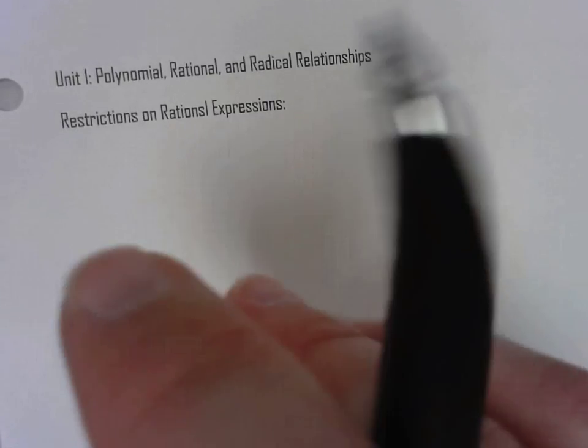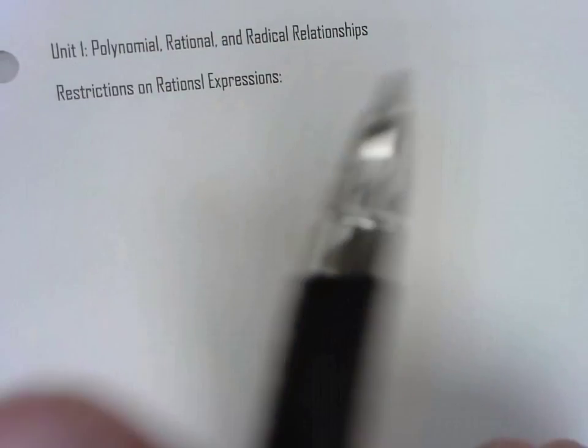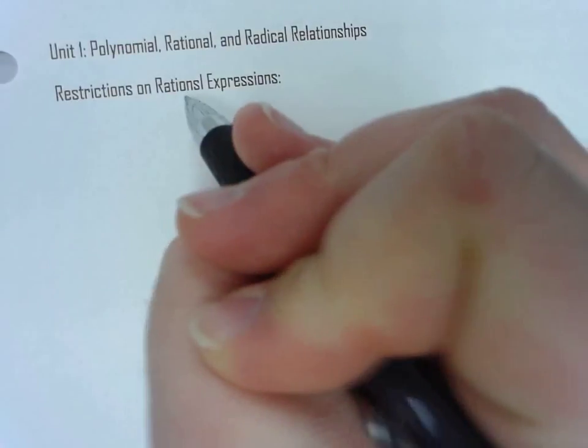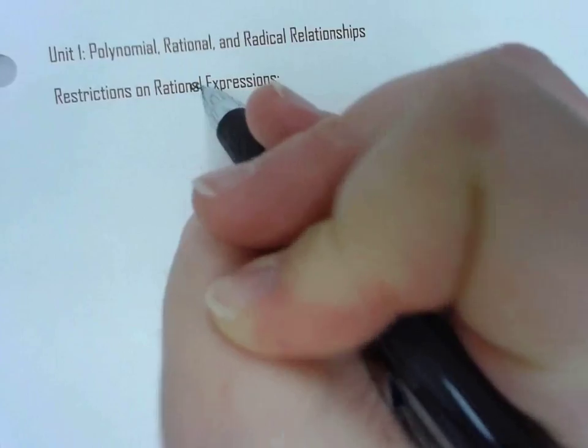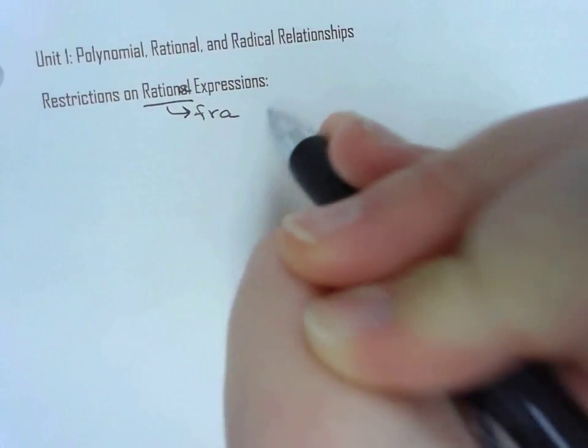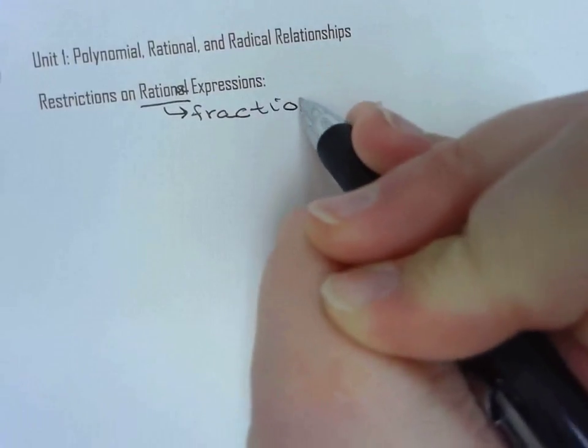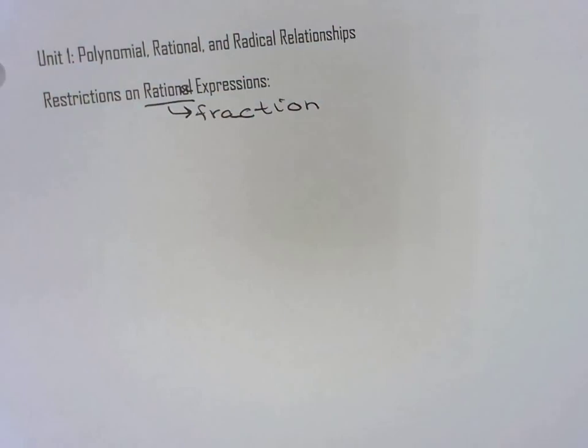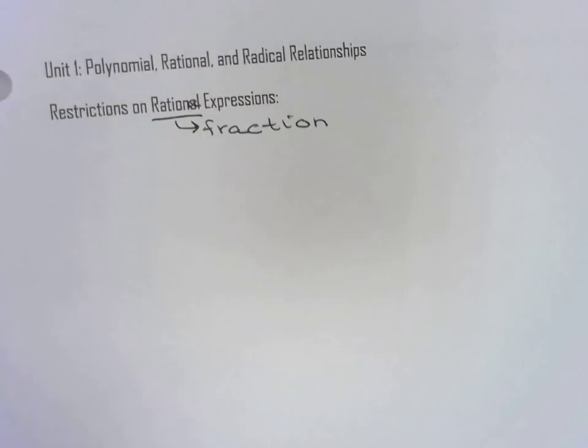Okay, so 77. What we are looking at is restrictions on rational expressions, even though there's an S there. Again, rational means a fraction, so I'm looking at restrictions on fractional expressions. We are dealing with fractions again. Now, we know some of this stuff already.